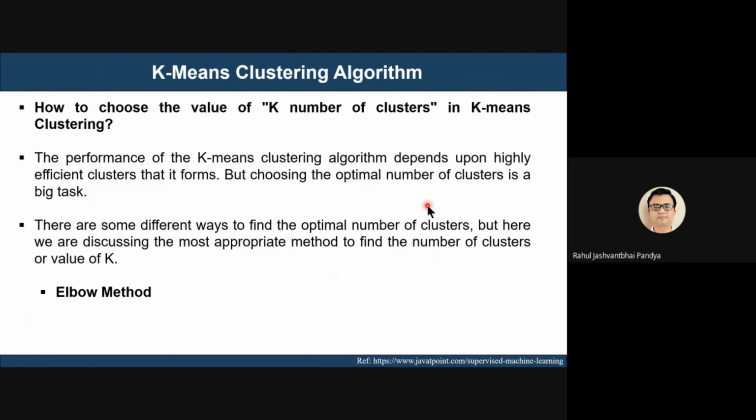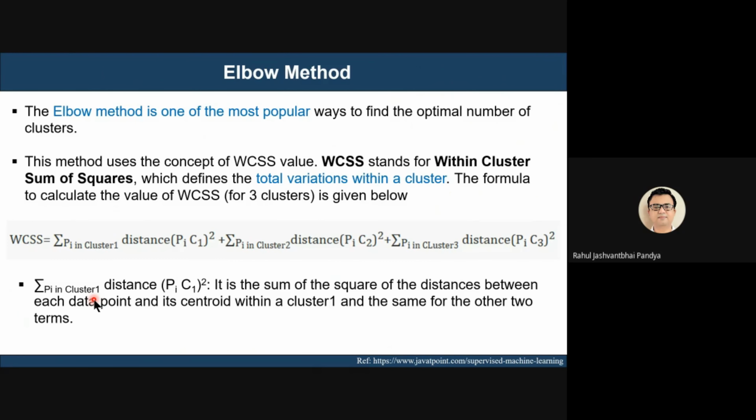And the most appropriate method people use here to find the number k, the number of clusters, is the elbow method. Using this particular method, we try to identify the optimal value of k, which is nothing but the minimal number of clusters. The elbow method is one of the most popular methods to find out the value of k here.